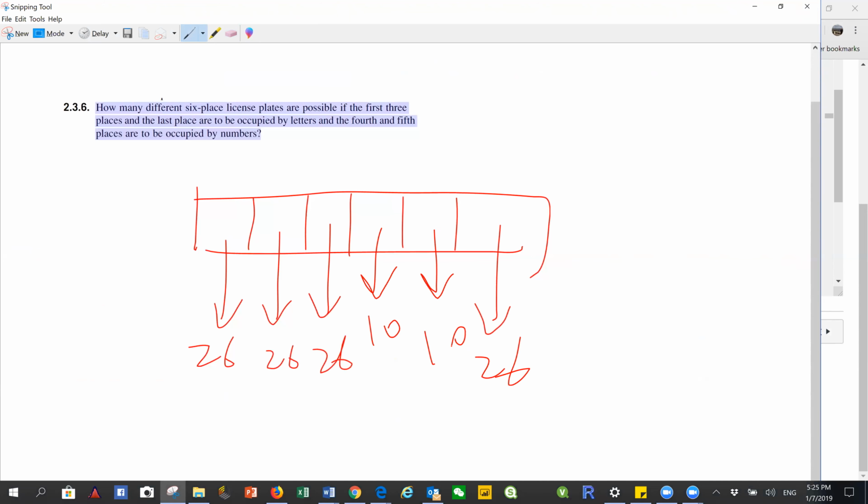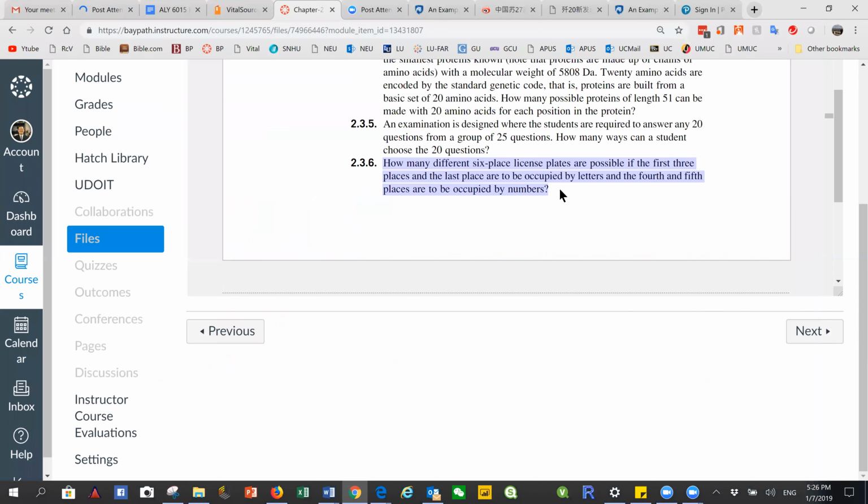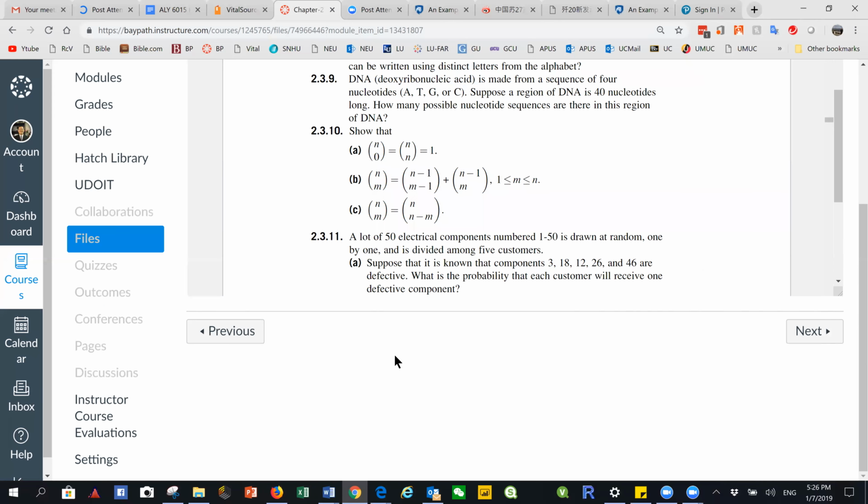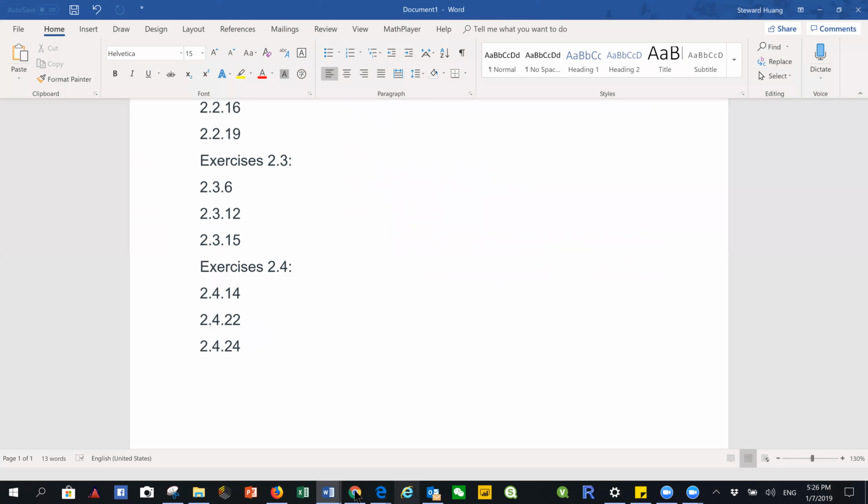So now you know how to do it. You multiply them together. All these numbers multiplied together will be your answer. Yeah, that's easy.